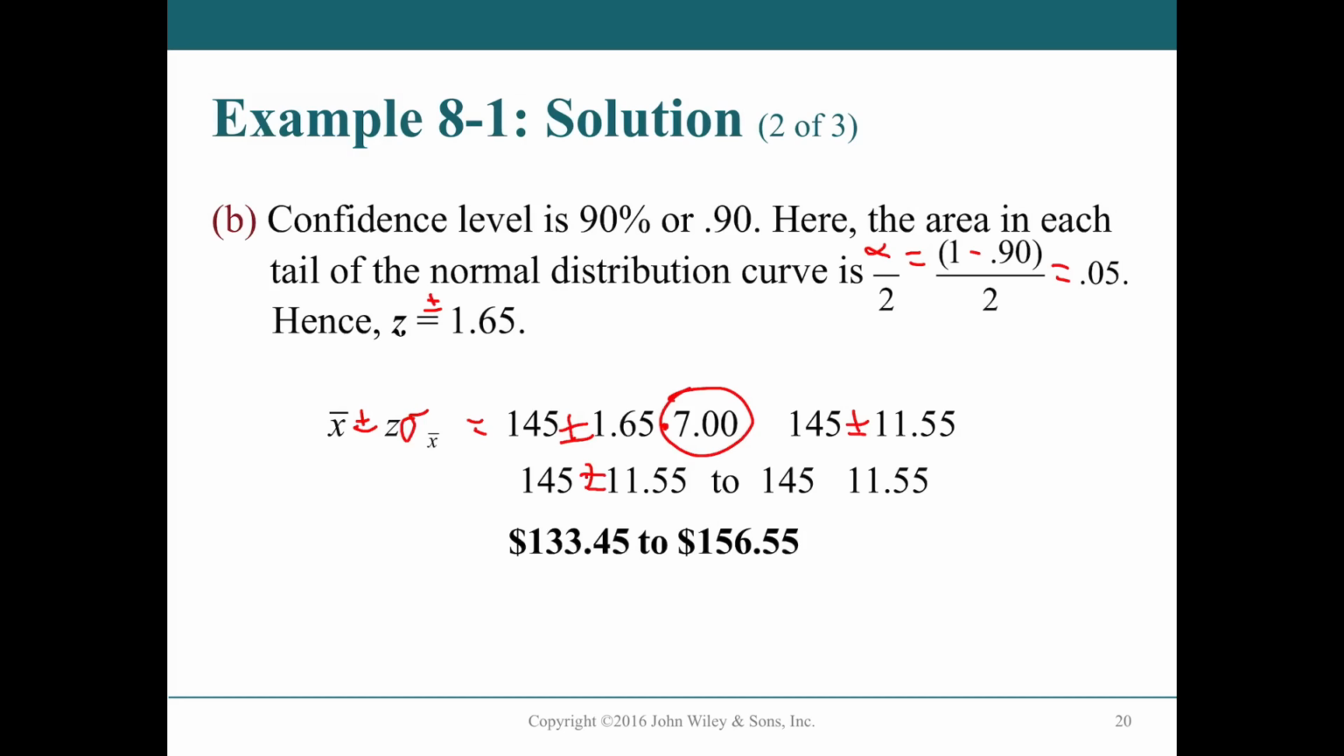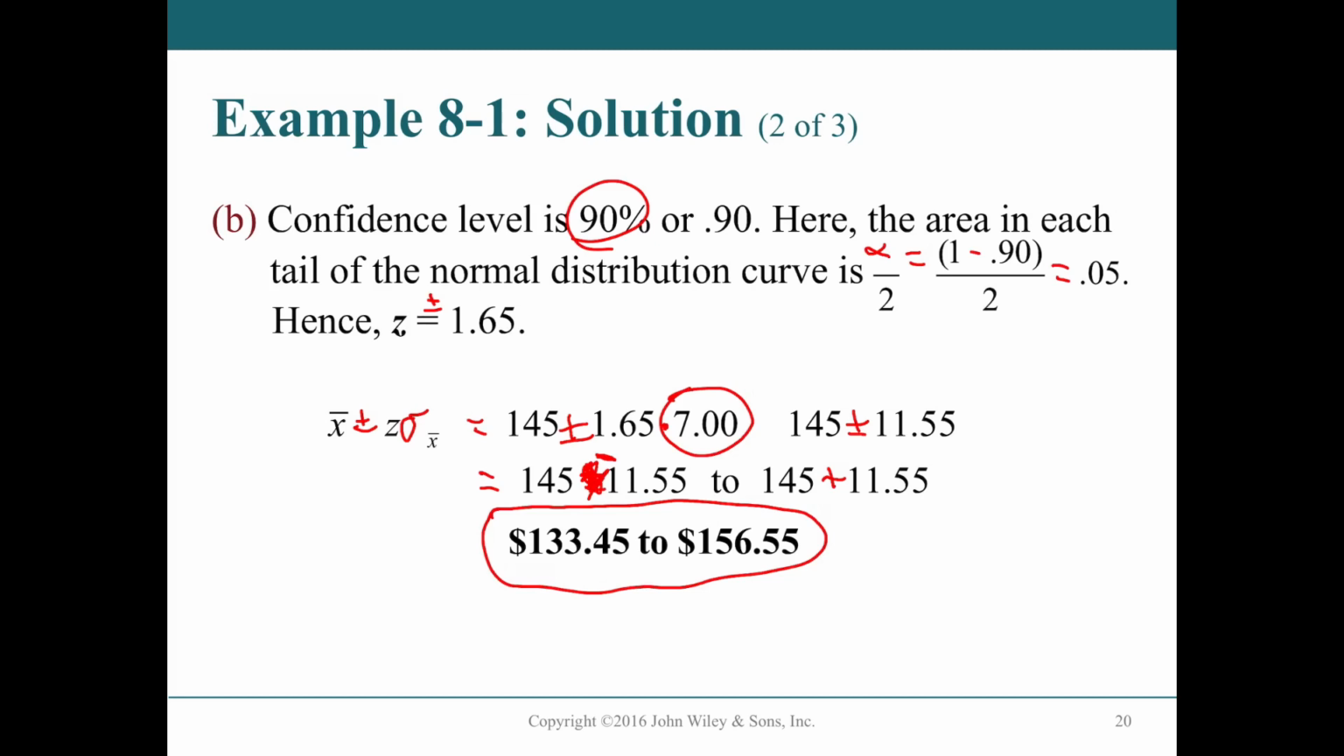So we're looking at plus or minus 11.55. And what they're trying to do here is to go from 145 minus 11.55 to 145 plus 11.55. So you've got a negative version on one side and a positive version on the other. So it's very simple just to add them. And here is your confidence interval.